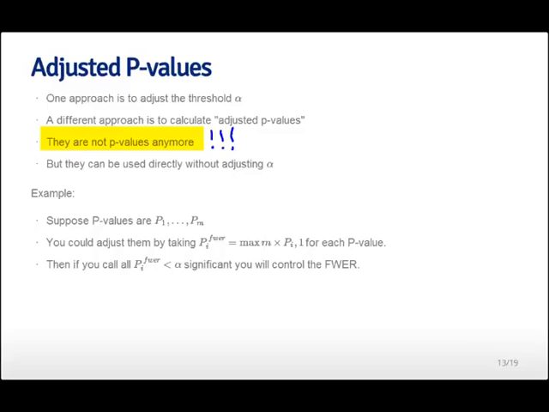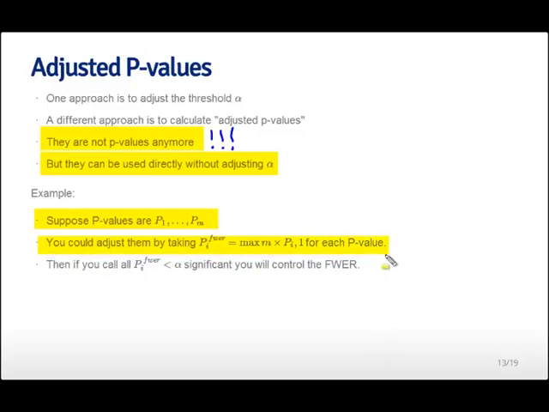But they can be used to control error measures directly without adjusting the alpha parameter. Here's an example of how this might work for the Bonferroni correction. Suppose we have these m p-values. One thing we could do is adjust them by calculating m times each p-value and taking the max of that and 1. In other words, the adjusted p-values can't be larger than 1, just like the p-values themselves can't be larger than 1. But we have multiplied every p-value by m.